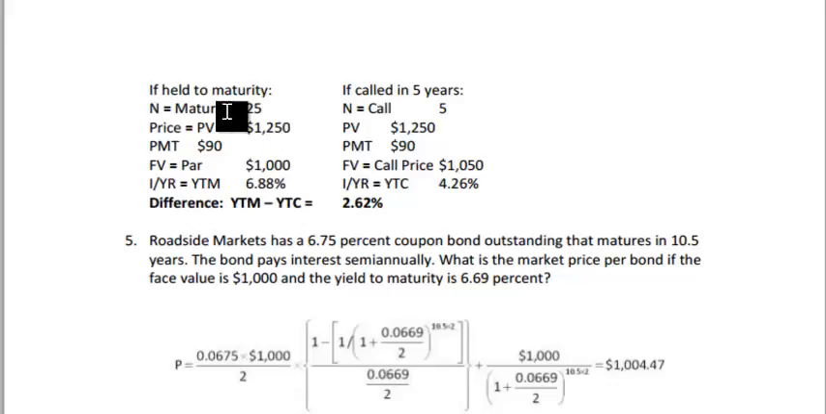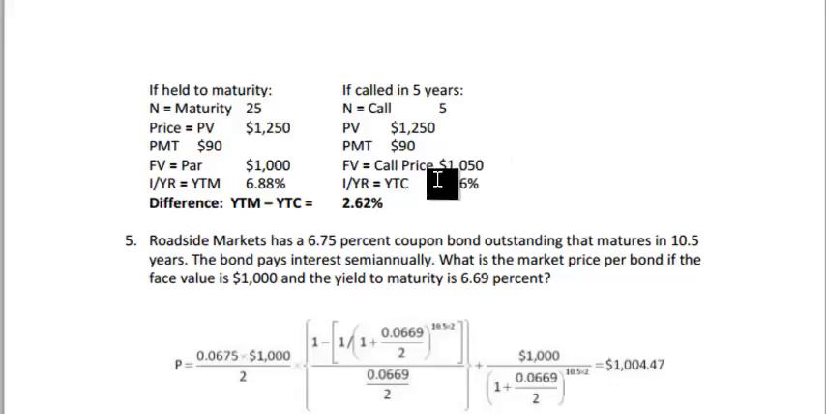There are a few differences. The first difference is in the N. N on the left side is the years to maturity, and on the right side is the years to call, in this case 5. The price is unaffected. Today's market price is unaffected whether you call the bond or not. The payment is $90. That also is unaffected. That's driven by the bond contract. The future value is affected. On the left-hand side, the yield to maturity, we receive the par value at maturity. On the right-hand side, we're calling the bond, so we'll receive the call price of $1,050. That's the par value plus the call premium.